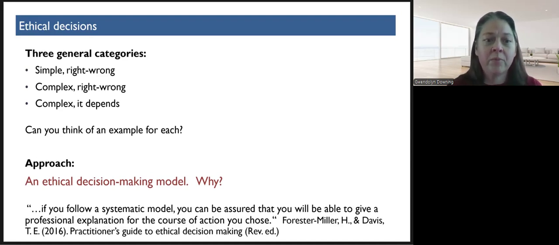And this comes from our practitioner's guide to ethical decision making, that if you follow a systematic model, you can be assured that you'll be able to give a professional explanation for the course of action you choose. So that's a pretty good reason. And if I was doing this live, I would ask if you already had a model you use, and we'd do some comparison as we go.